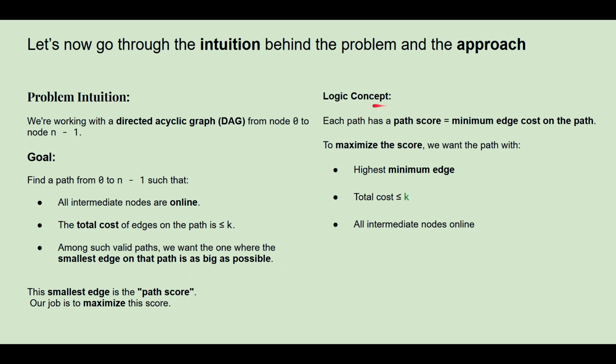The smallest edge is the path score, and our job is to maximize this score. So each path has a path score equal to the minimum edge cost on the path. We want the path with the highest minimum edge and the total cost less than or equal to k, with all intermediate nodes online. Can we say that?